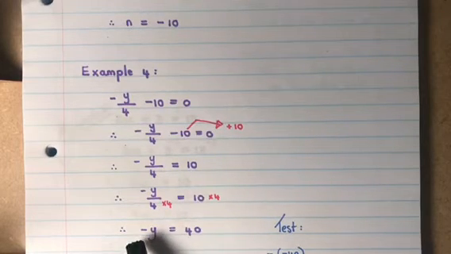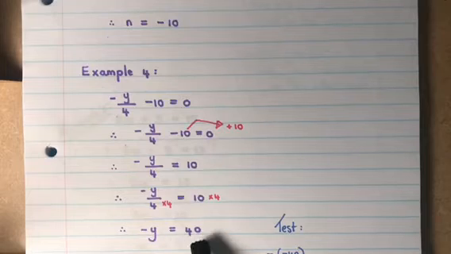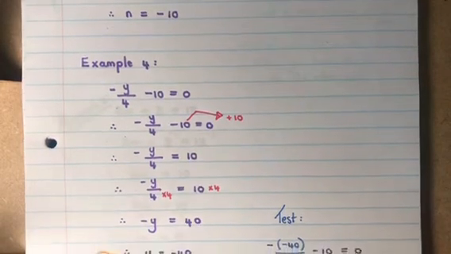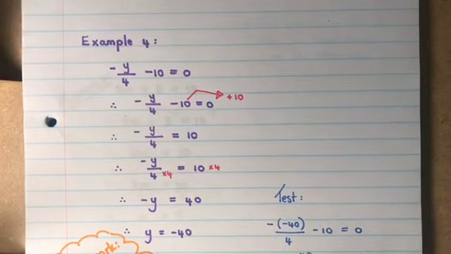Remember what I said? We don't want negative y. Because they are one term on each side, you can just pass that negative over to the other side, and y is equal to negative 40.